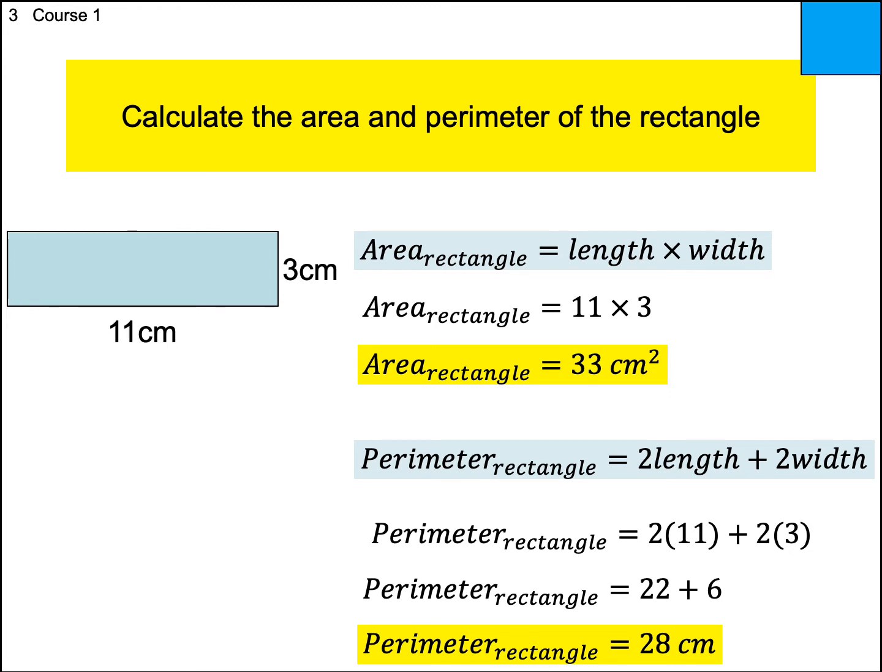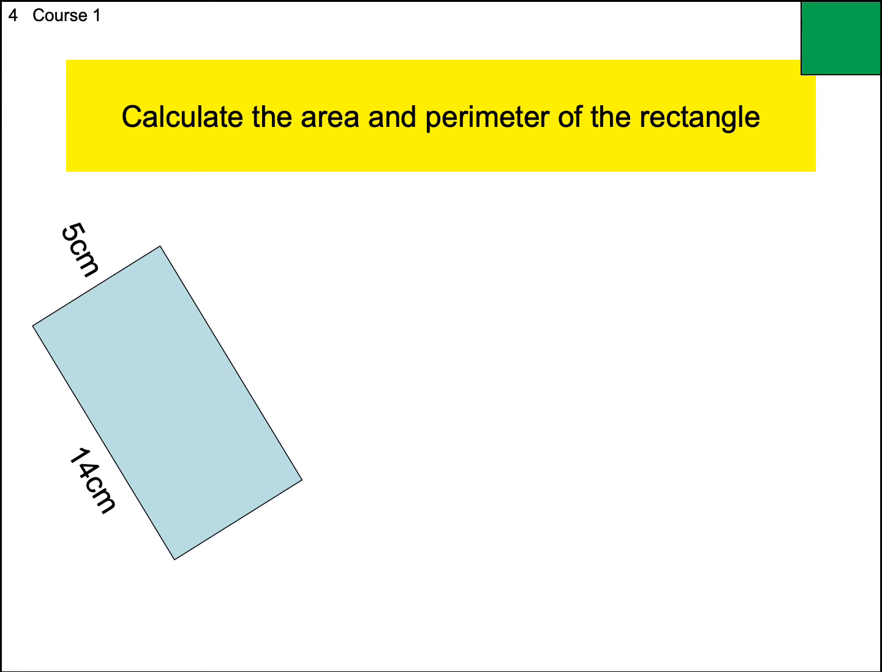All right, if you need to look at this again, rewind it, play it again. But for the rest of us, let's see if you got this. All right, there's our rectangle. I turned it sideways. I want you to, on your own, calculate the area and the perimeter.